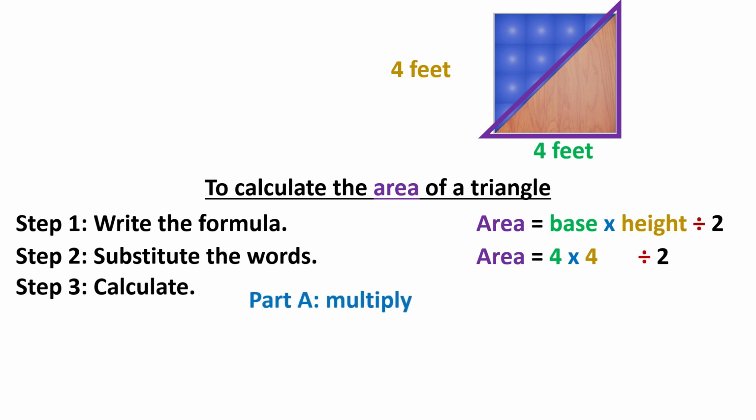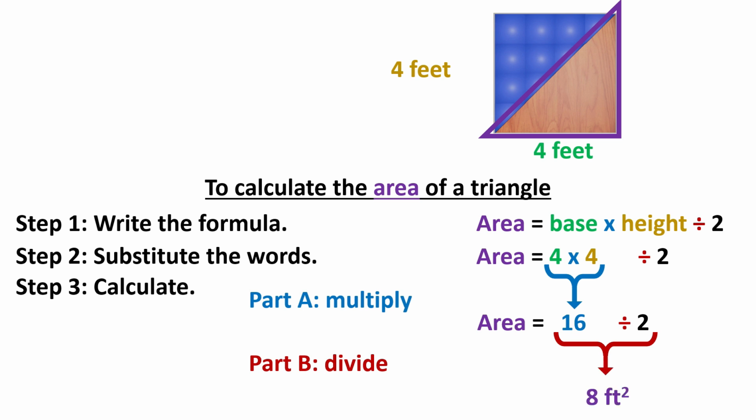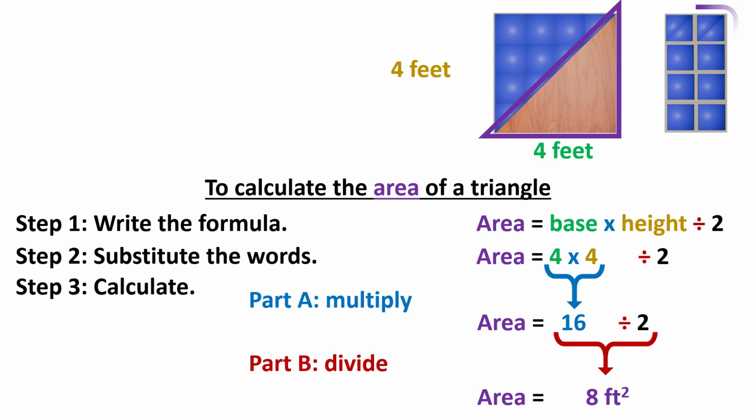We'll do this in 2 parts. The first part is to multiply. 4 times 4 equals 16. The second part is to divide. 16 divided by 2 equals 8. So the area of this plywood triangle is 8 square feet. This is the same number we got when we counted up the square foot tiles.